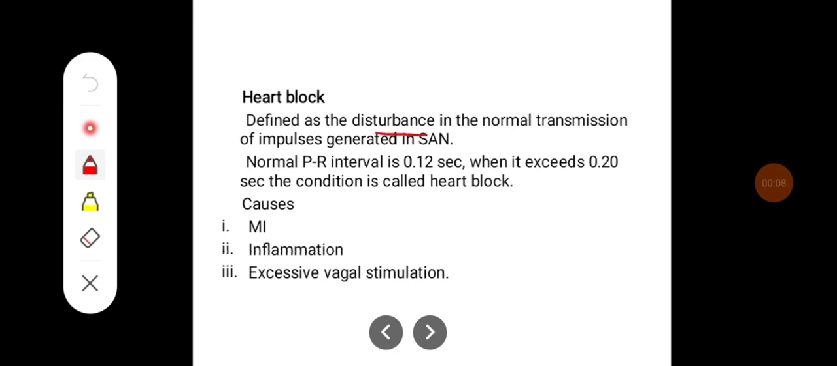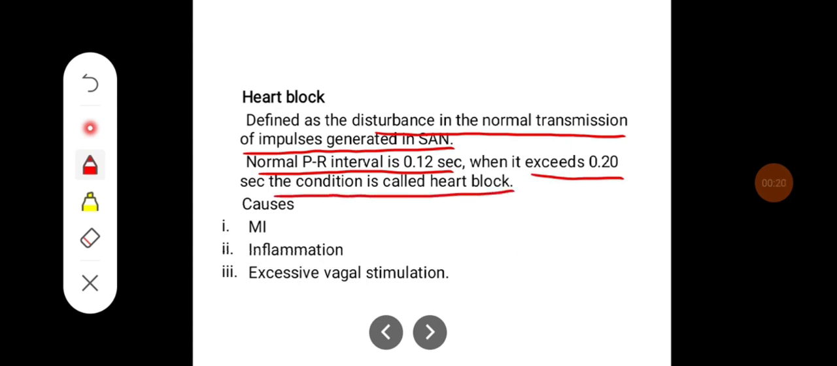Heart block is defined as a disturbance in the normal transmission of impulses generated in the SA node. The normal PR interval is 0.12 second. When it exceeds 0.2 seconds, this condition is called heart block. Some of the causes for heart block are myocardial infarction, inflammation of the myocardium or the conducting system, and excessive vagal stimulation.